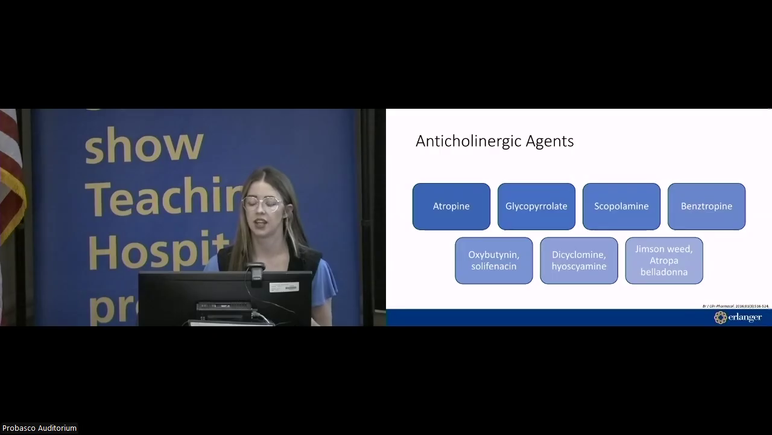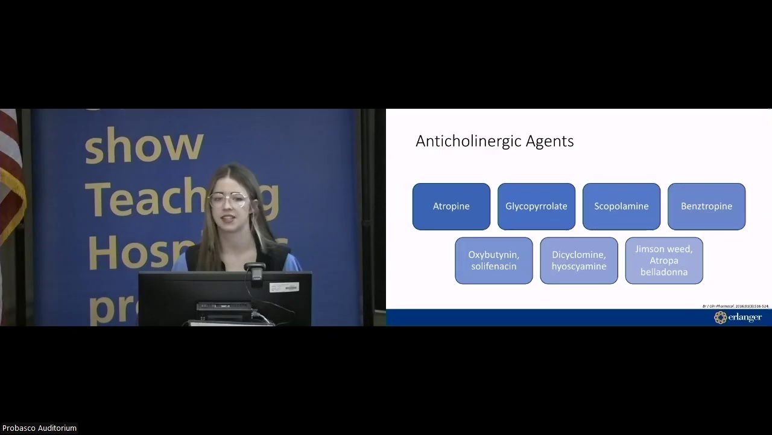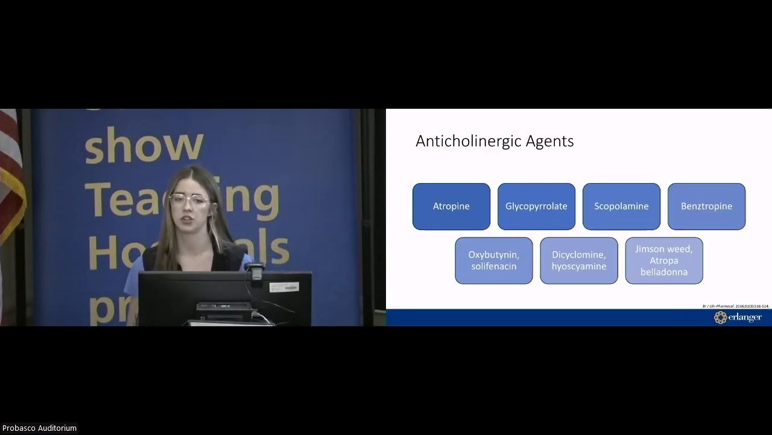And then finally, you should remember that there are plant sources that can cause anticholinergic toxicity. So this includes Jimson weed or Atropa belladonna, and these can present as severe intentional or unintentional overdoses, particularly in younger patients.